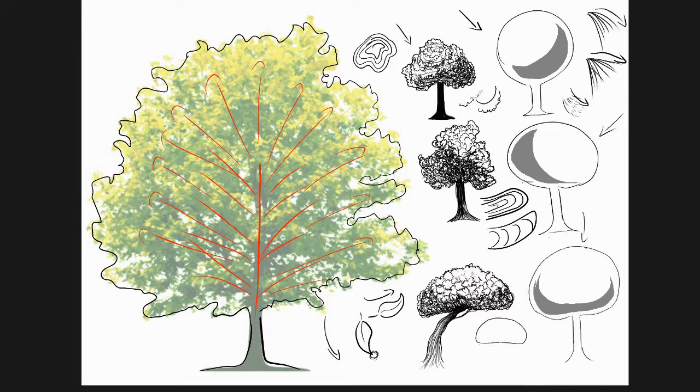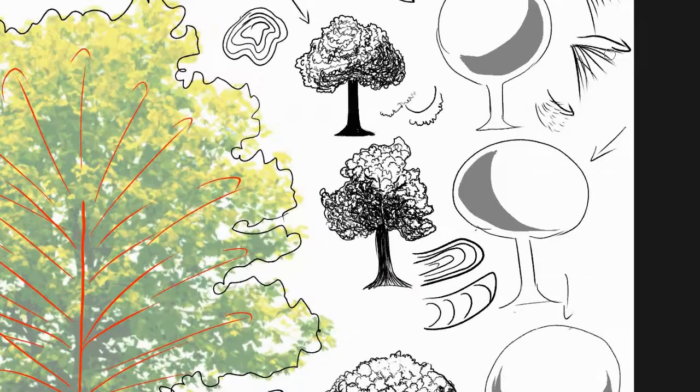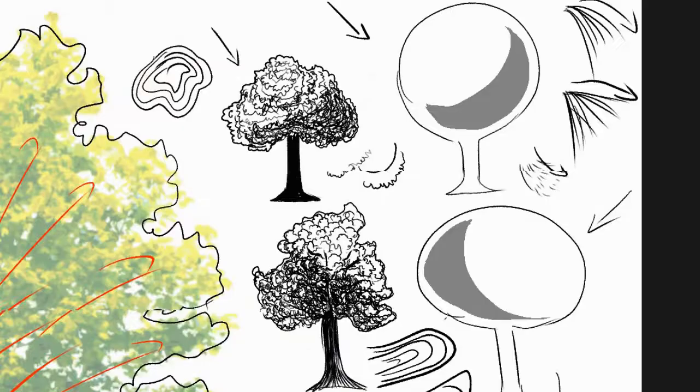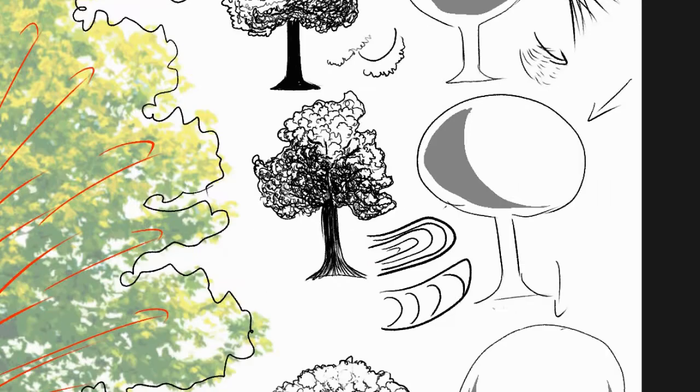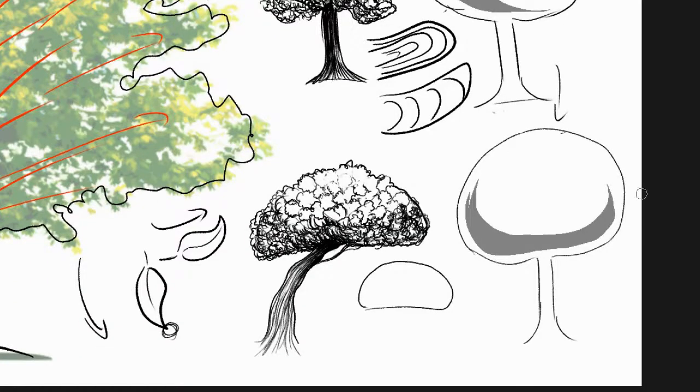So we're going to draw three types of trees. One where the light will be coming from the top left-hand side. One where the light will be coming from the opposite side, from the top right-hand side. And of course one where the light is going to be coming directly above the tree.